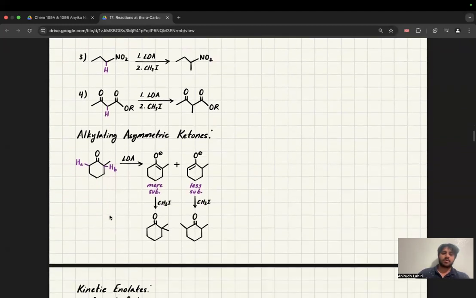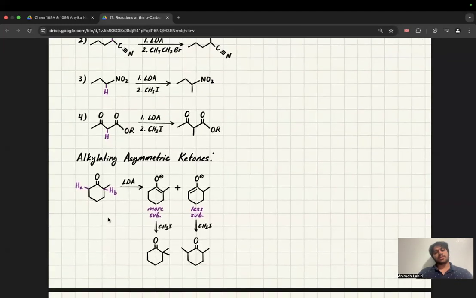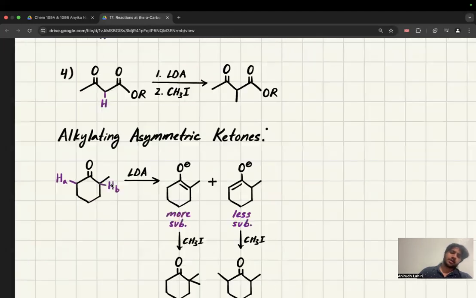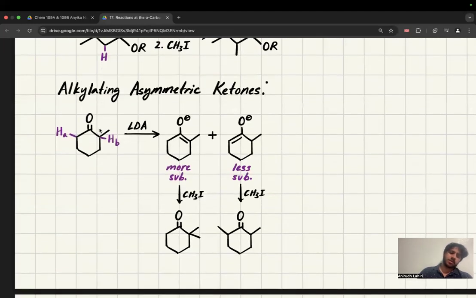Cool. Okay, so I want you to consider this question. Okay, so pause the video after I talk about this. When we're alkylating asymmetric ketones, which side do we deprotonate? So I'll give you a hint in a second, but if you want to try without a hint, pause the video.